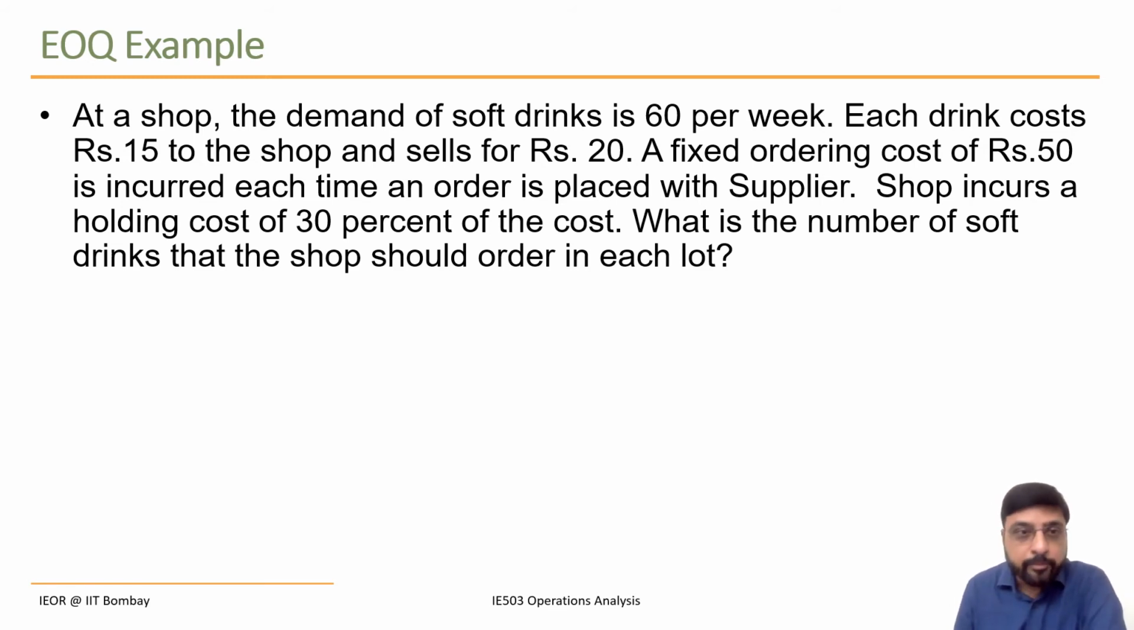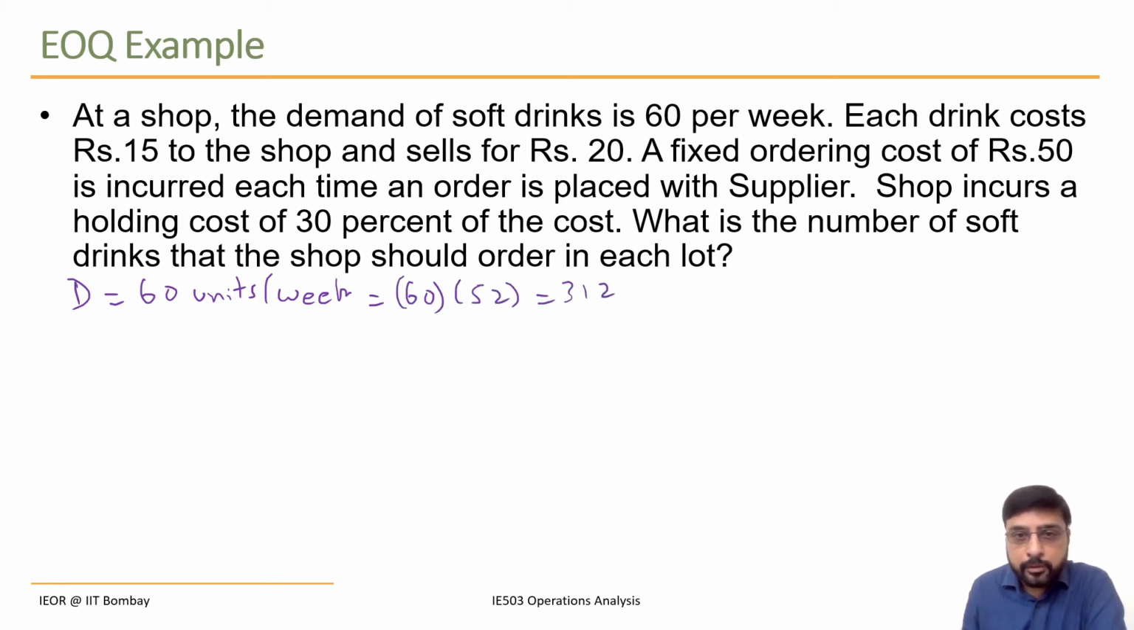Now, let's write out the parameters and variables that we observe here. So let's just start with the first one. The demand D is given as 60 soft drinks, so let's call it units per week, which let's annualize it. 60 into 52 weeks comes out to be 3120 units per year.